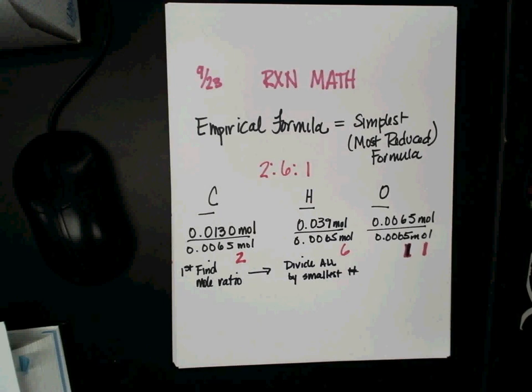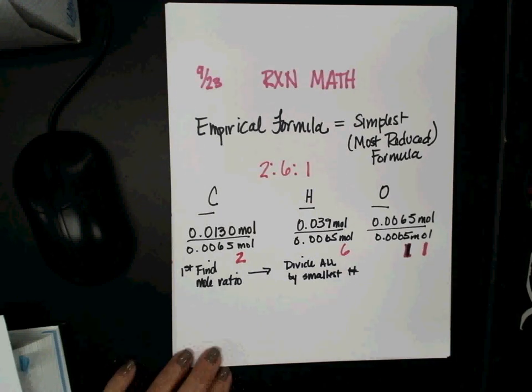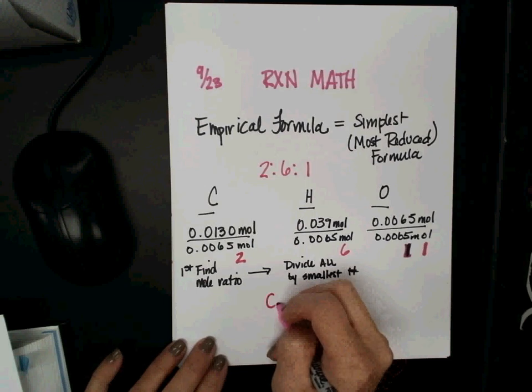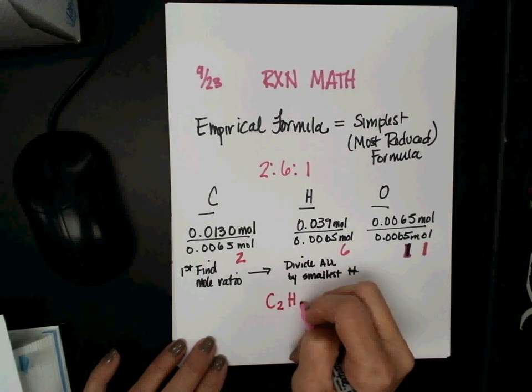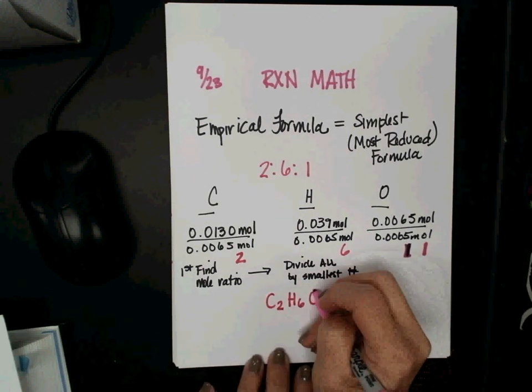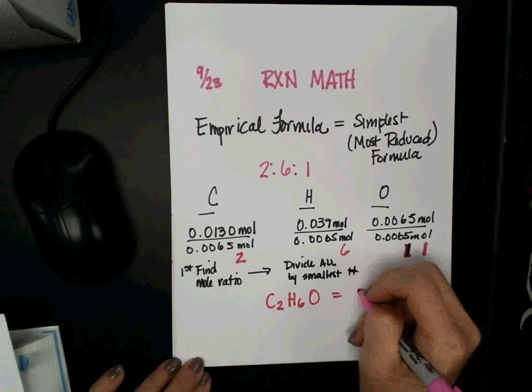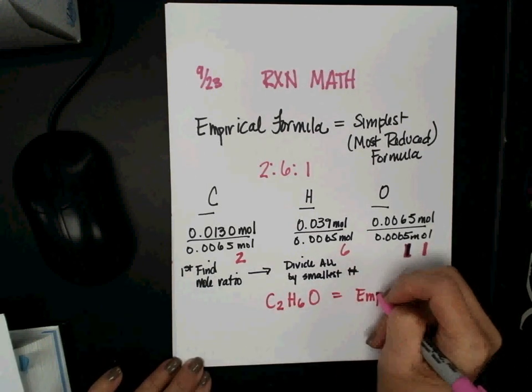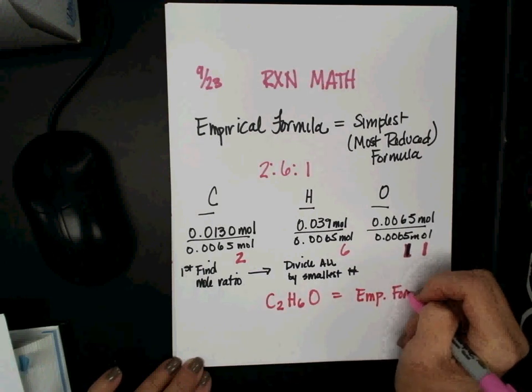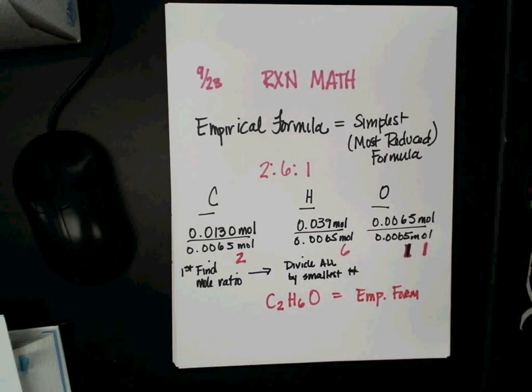All I do with that mole ratio is apply it to find my formula. So I would say C2H6O equals my empirical formula. That's about as easy as it can be.